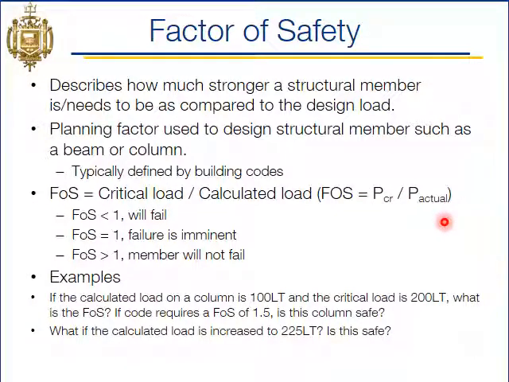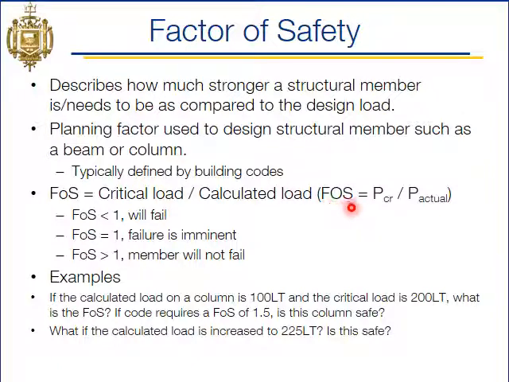So perhaps we design our column to hold 2,000 pounds, right? So this could be 2,000 pounds here. And let's say we actually figure out that it only needs to hold 1,500 pounds, right? So we could calculate that factor of safety. So 2,000 divided by 1,500. That would give you your factor of safety.